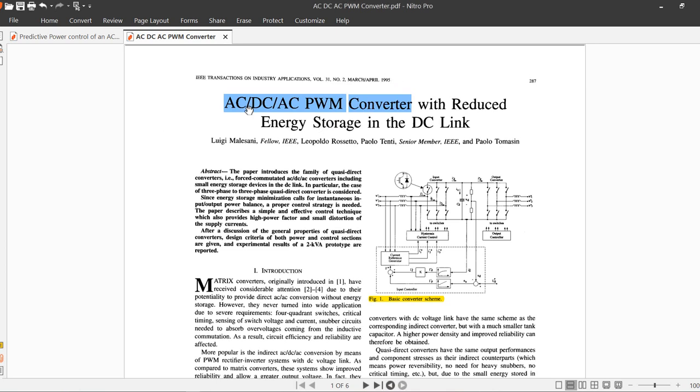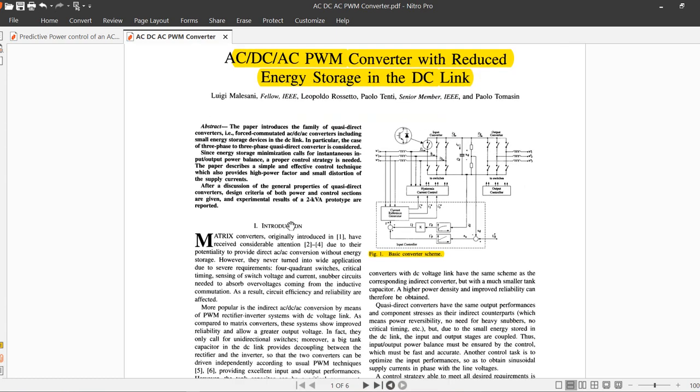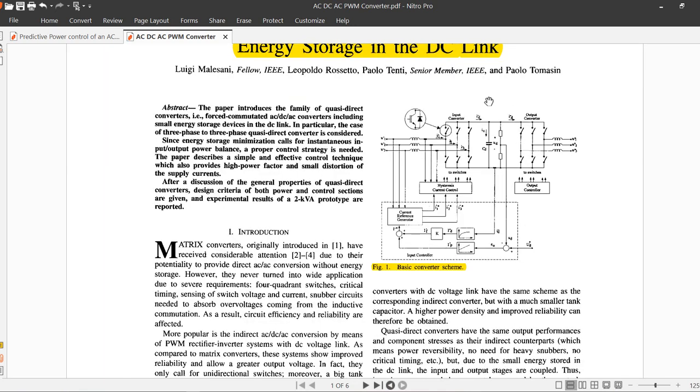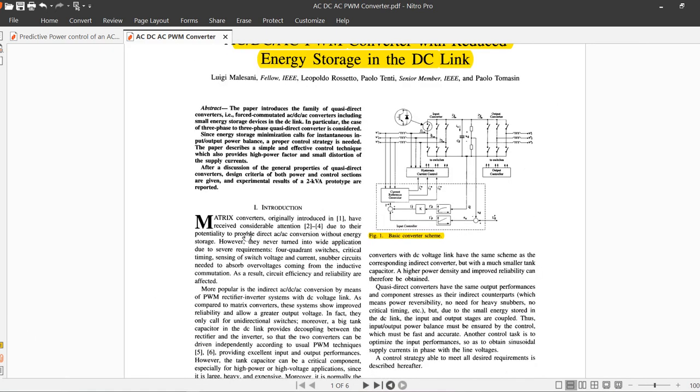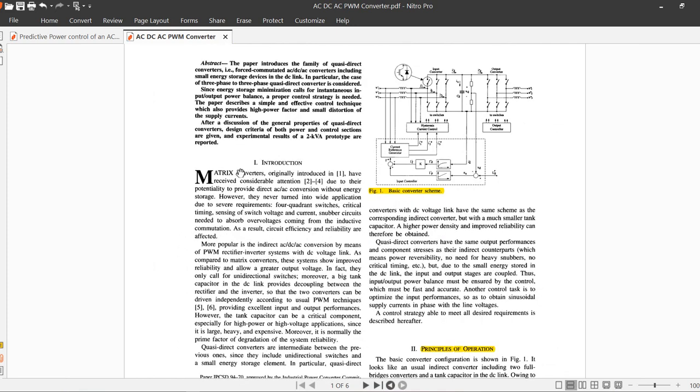Okay, let's see the first paper, the AC/DC/AC PWM converter with reduced energy storage in the DC link. Figure one here shows the basic converter scheme. We have the input converter and the output converter, which are both full-bridge converters, including SiC, IGBT or MOSFET devices that we already know, and then we have the closed loop for the feedback of current and voltage.